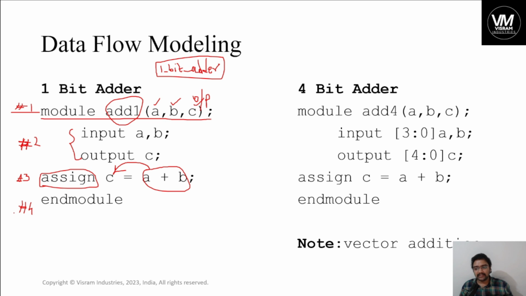Then the fourth part is end module. You begin the module here, you end the module here. And don't get confused with always or other things like initial and begin. Those are the procedural blocks that we can see in behavioral modeling, but don't get confused between gate level modeling, data flow modeling, or behavioral modeling.